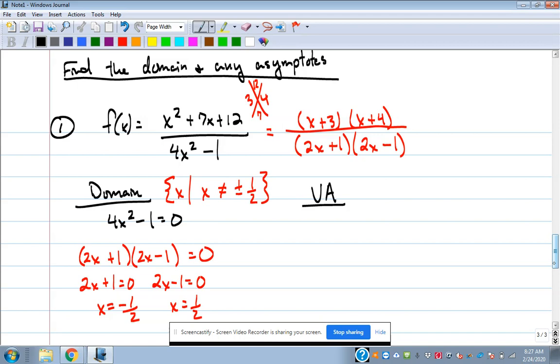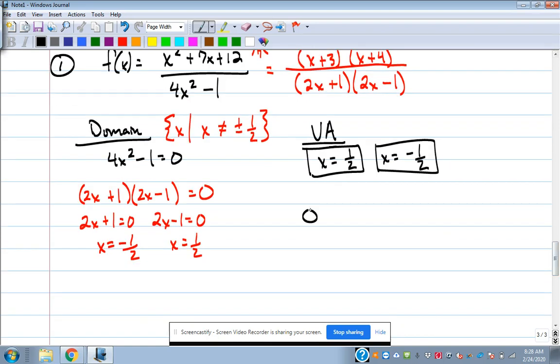If something had canceled out, and we'll get to some that do, then you're going to have fewer vertical asymptotes than you do pieces in the domain. This time we have the same ones. So x equals 1/2, x equals negative 1/2. Those are the equations of the vertical asymptotes for this particular rational function. We'll look at the graph of it later.